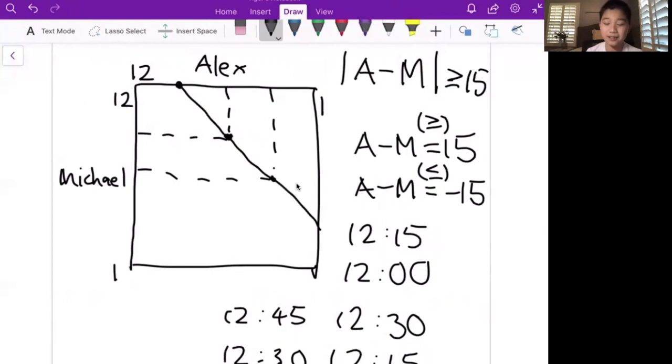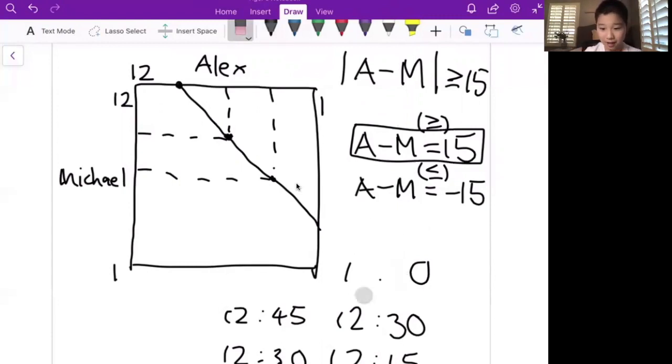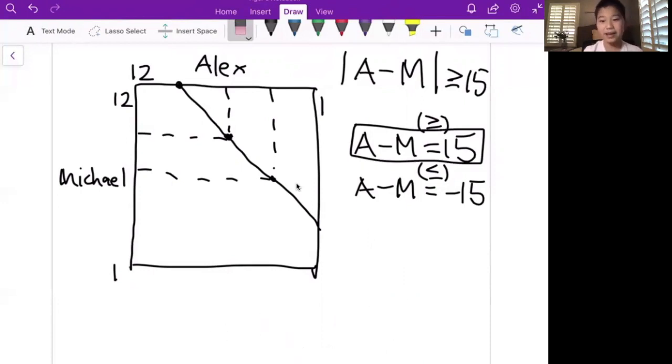Why? It's just a linear equation. A minus M, if you can think of it as x minus y, like the linear equations that you've been taught in school, then you can do it like that. You can say it's a line. Now, for the other equation, A minus M is equal to -15.